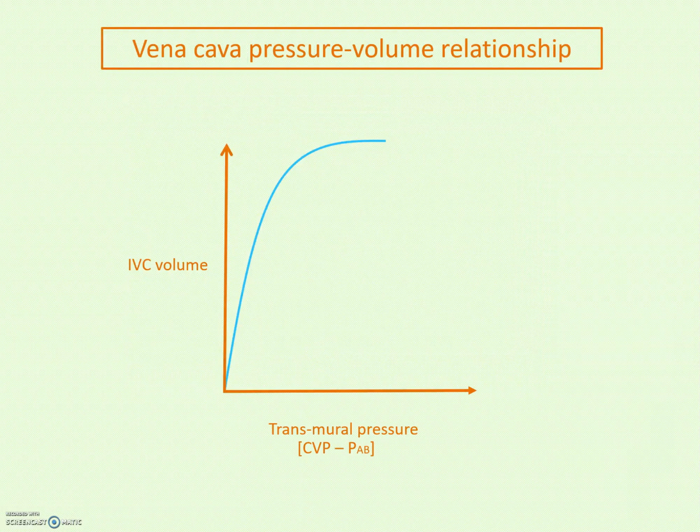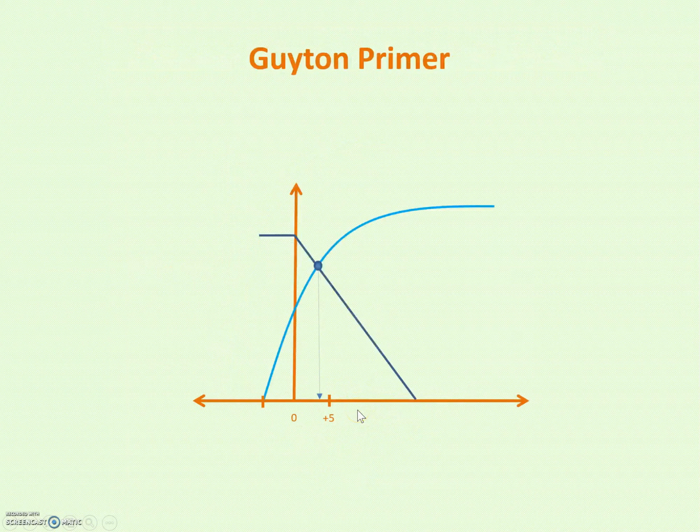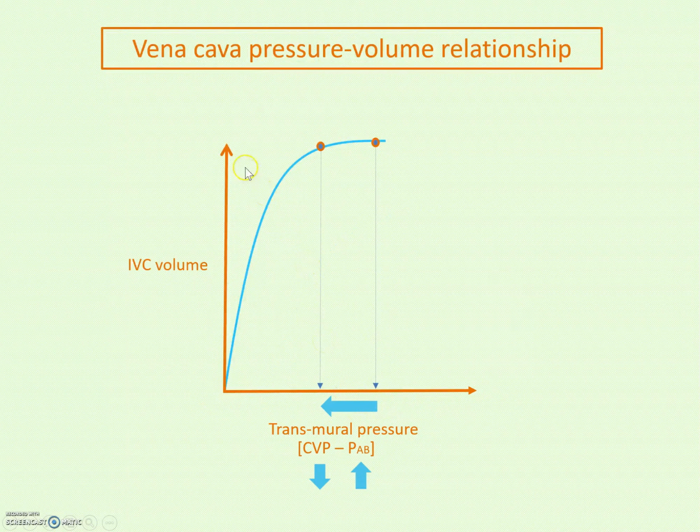And so the converse on the flat portion of the IVC compliance curve can be seen here. If you have a relatively high CVP or a low intra-abdominal pressure or both, and then you take a breath in, which lowers the CVP and increases the intra-abdominal pressure, you have to have a really large decrease in the transmural pressure before you see a change in volume.